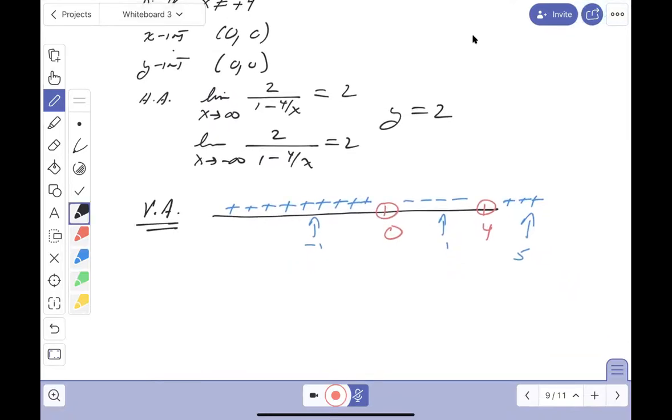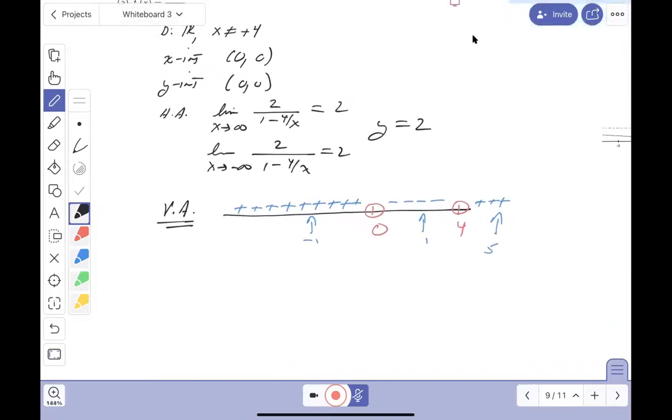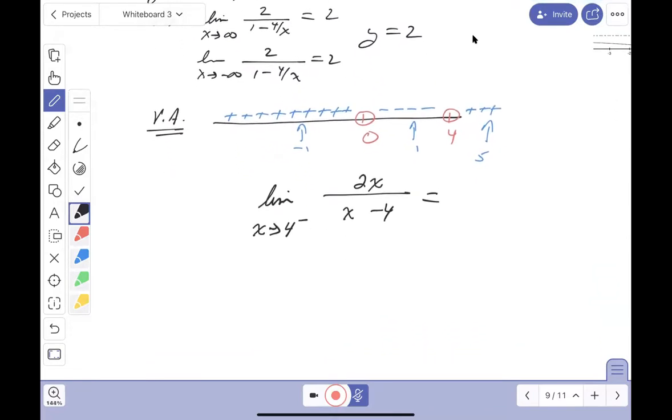And what I'm going to write down is the only place that I'm really concerned about. And what am I really concerned about? I'm concerned about at 4. Let's write this down for you. The limit as x approaches 4 from the left, I'm going to remind you the function is 2x over x minus 4. We'll do that in a moment. And I'm going to do the limit as x approaches 4 from the right, 2x over x minus 4.